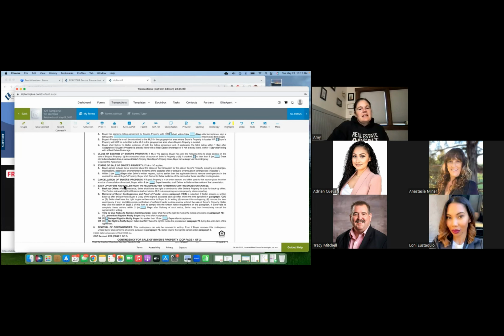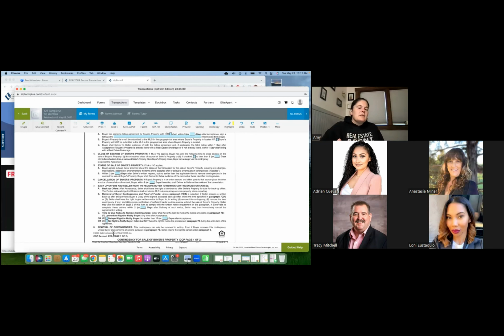Section 6 is the cancellation of buyer's property. If their buyer cancels, it defaults to 2 days after cancellation. They're supposed to deliver notice to us. I usually update this on mine to 1 day so that people know that, hey, the second we get something canceled, you're going to be notified of that.